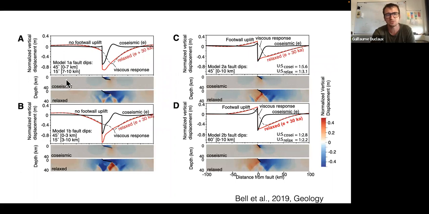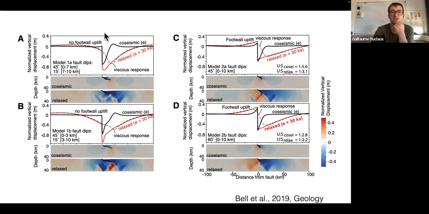The way it's presented, you've got the co-seismic response on the first snapshot here, and the relaxed, the final response here. And the fault geometry is shown in black. Here we've got a fault that runs at 45 degrees from the surface to 7 kilometer depths, and after, between 7 and 10 kilometer depths, goes to 15 degrees. What we show is that the uplift and subsidence, so the co-seismic is in black, create barely any uplift of the footwall when you've got this type of geometry.